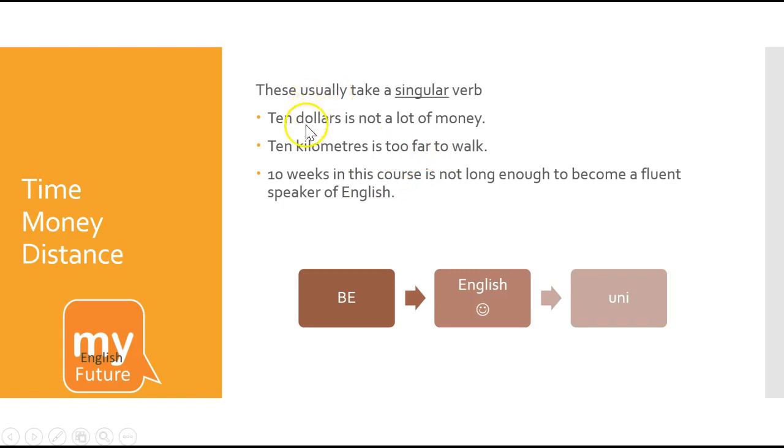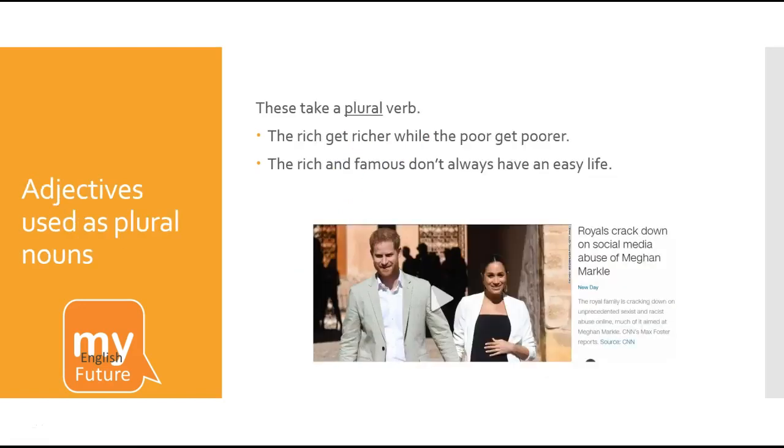This is because in my English brain I'm thinking the amount of $10 is. The distance of 10 kilometers is. So that's why we use a singular verb. This one is also strange but easy. We can use an adjective as a plural noun. The rich, the poor, the rich and famous, plural verb: get, don't always have.